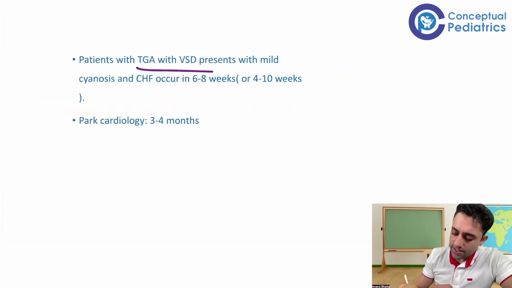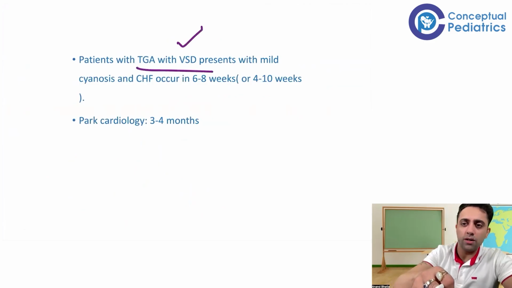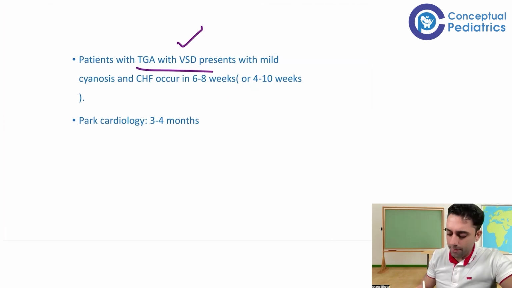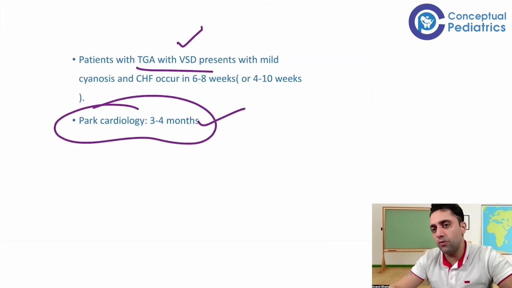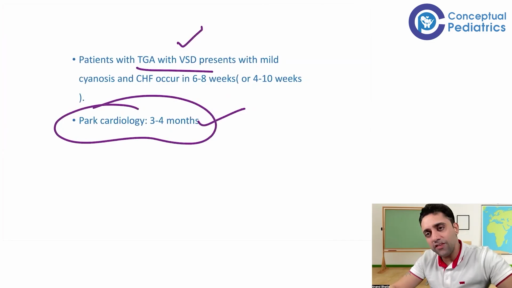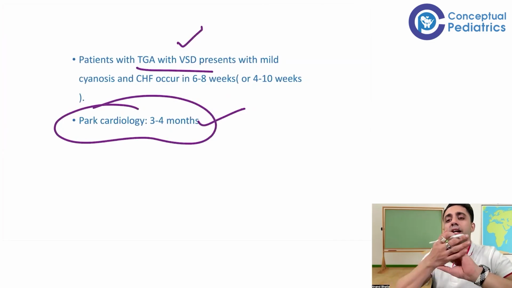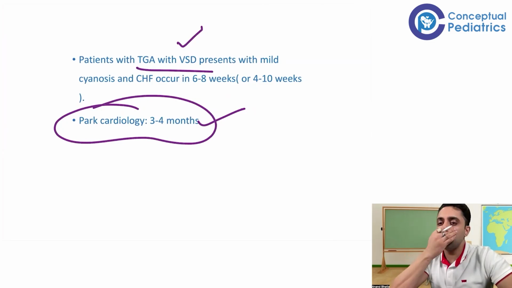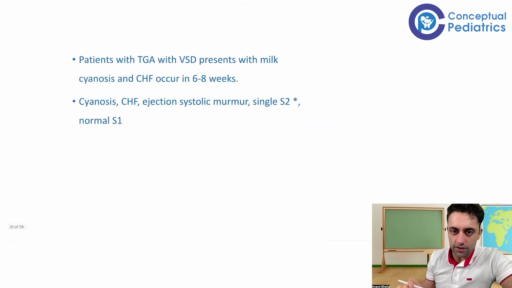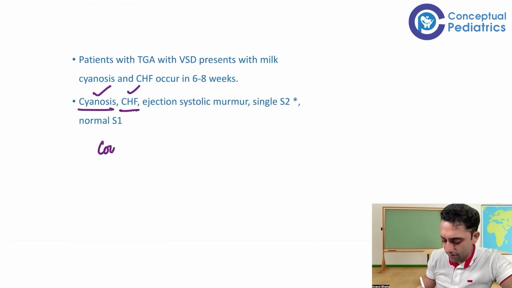If there is TGA with a VSD, remember the pediatric cardiology thing: TGA with VSD, the baby will come to you with failure by 3 to 4 months. So TGA with intact septum presents within 1 week with failure, and TGA with ventricular septal defect takes around 3 to 4 months to come to the doctor. That part you should know. Simple words. And as I told you, yes, cyanosis will happen, and yes, congestive heart failure.